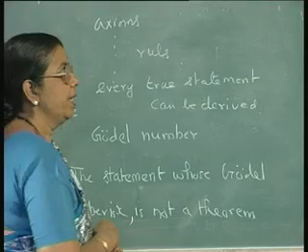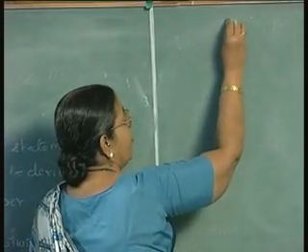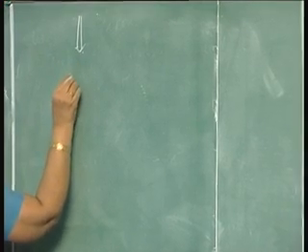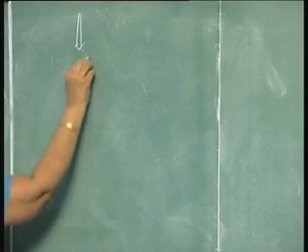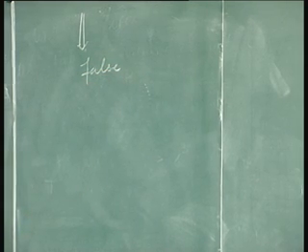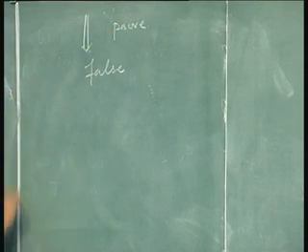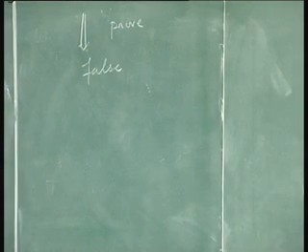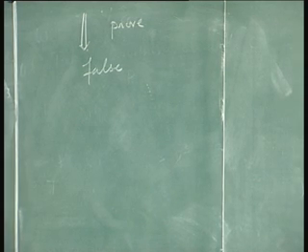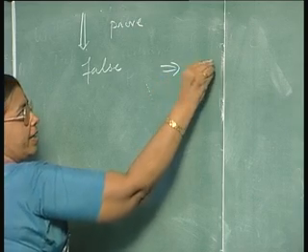What happens if, starting from the axioms, you are able to derive this particular statement? Then it says that it is not a theorem, that you cannot prove it, so it becomes false. So, you arrive at a contradiction.